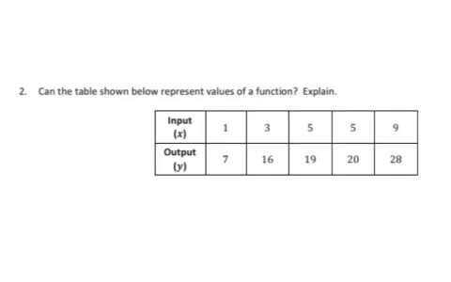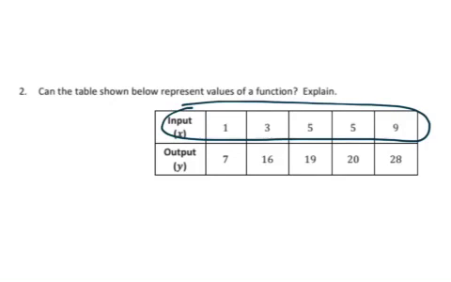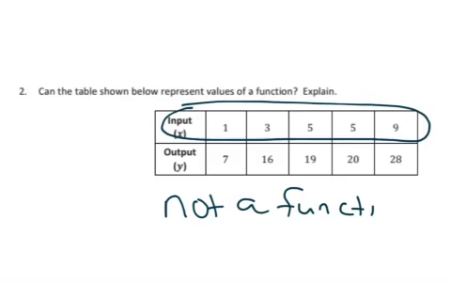Okay, turn your page in your book. This is another example. Can the table below represent a function? Well, I'm automatically going to look at my x values or my inputs. If there is a duplicate or a number occurring more than once, it is not a function. So this table is not a function because of my 5s, because the 5s are repeating.